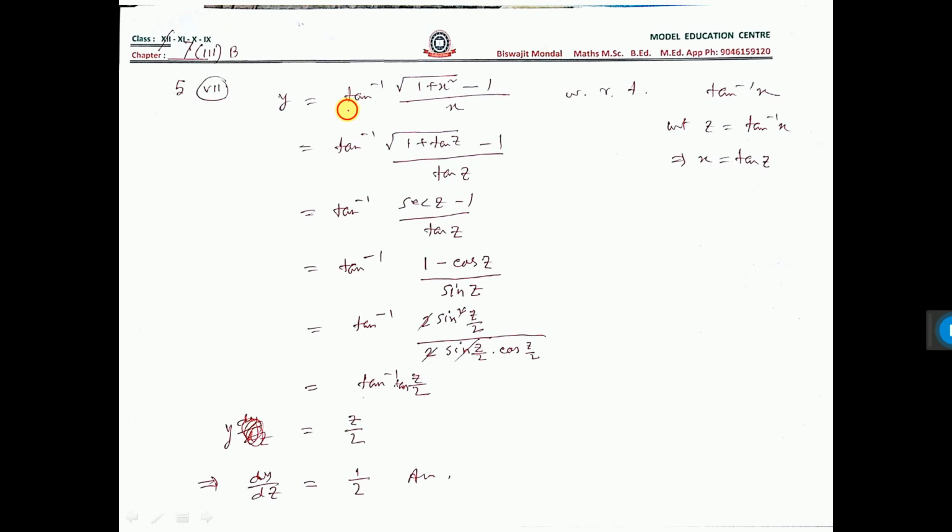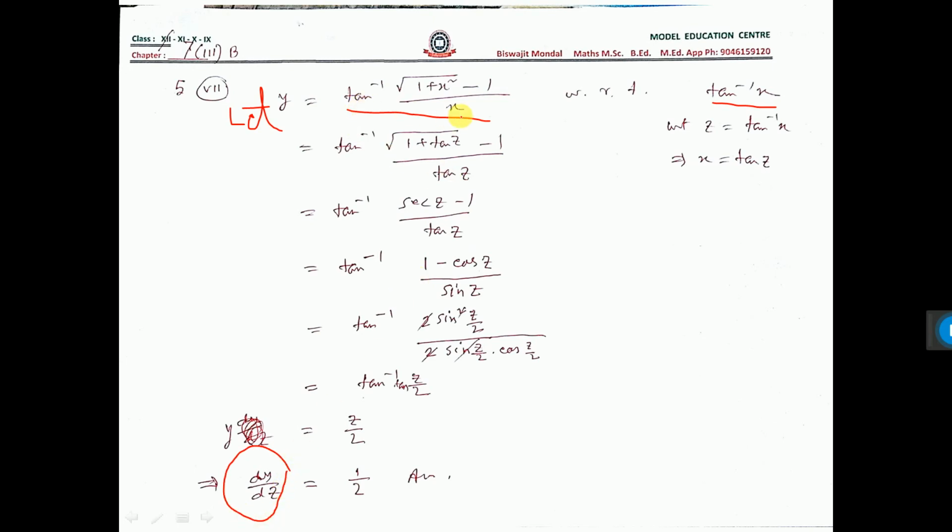Next, in this sum, we have to differentiate this with respect to tan inverse z. So I consider y equal to this. Then we calculate dy/dz. We have to differentiate this with respect to this, so I consider let y equal to this and let z equal to this. Then if we find dy/dz, our sum will be done. See, at last we find dy/dz. So this is our requirement.